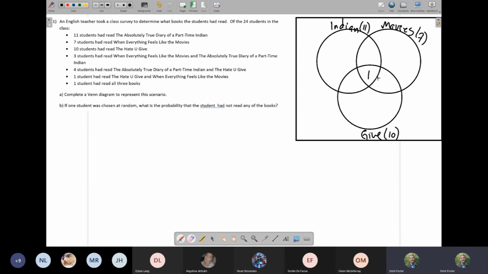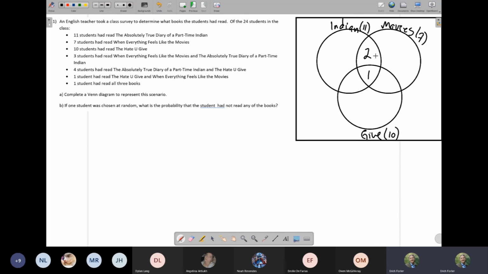Now we go back and we continue to look through any "and" statements. And in this case, it looks like all we were given are "and"s. So it says there are 3 students who had read When Everything Feels Like Movies and The Absolute True Diary of a Part-Time Indian. So that's the intersection between the movies and Indian. We've already got 1 in that place, and they're telling us that there are 3 in total. That means we have 2 left over there.